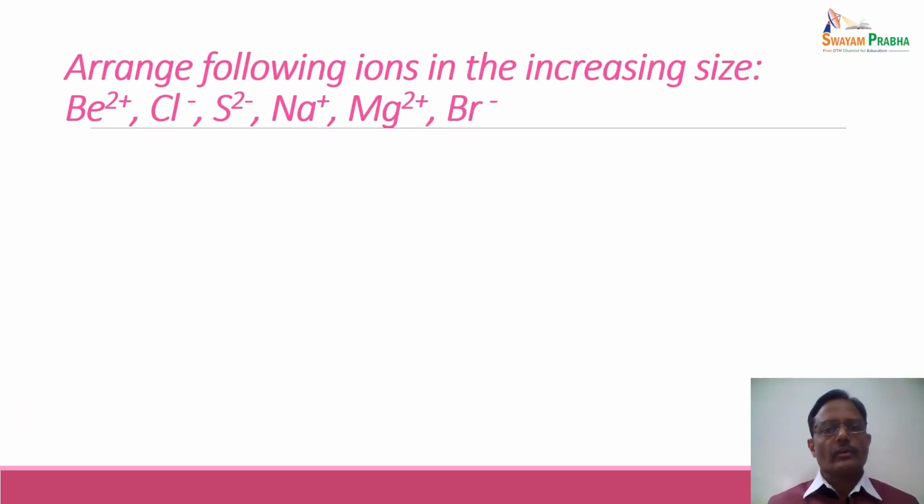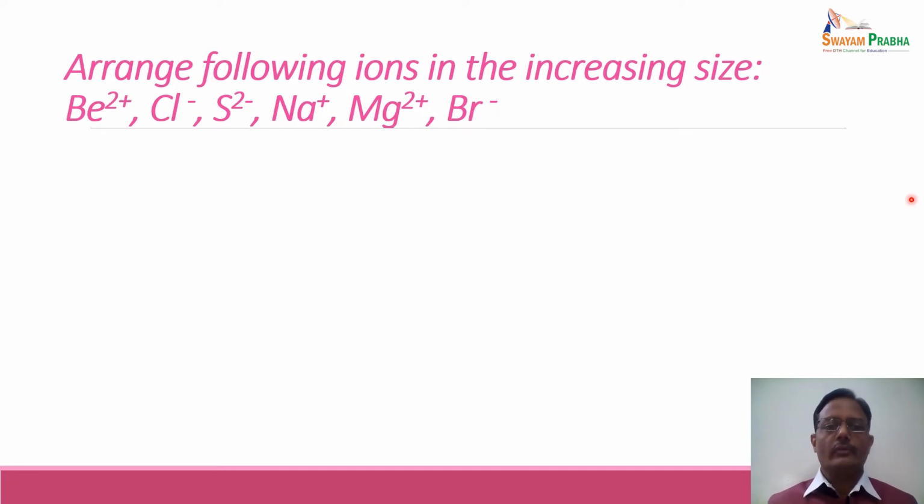Consider another question which is based on the ionic sizes of cations and anions. The question is that a few ions are given and we have to arrange these ions in the increasing order of their radii or their sizes. The ions given are Be2+, Cl-, S2-, Na+, Mg2+, and Br-. So this is a question based on the sizes of different ions, cations as well as anions.